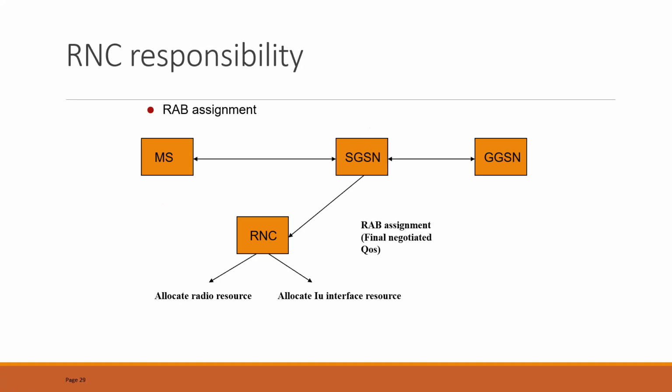The main responsibility of the RNC is basically the allocation of radio resources and the radio access bearer assignment. Okay, so this we already discussed, how RAB assignment is done. SDSN sends to RNC. RNC will allocate the radio resources, allocate the IU interface resources, and finally negotiate quality of service and send it to the SDSN. So that is how the session is maintained in RNC as well.